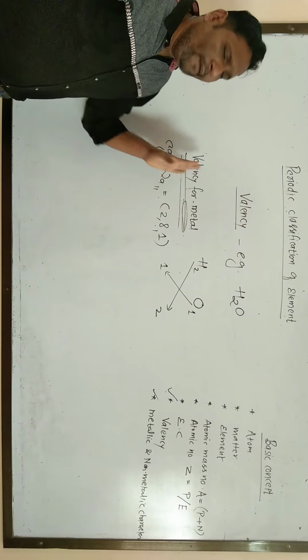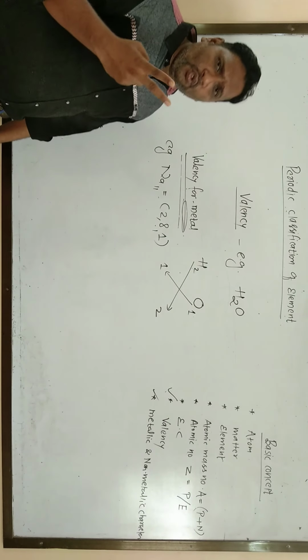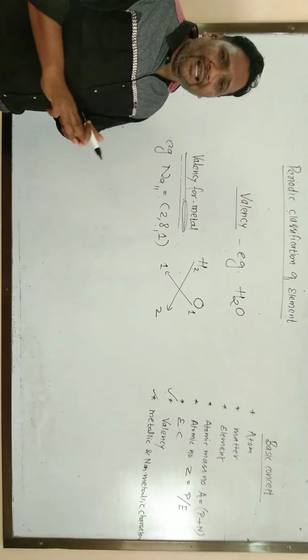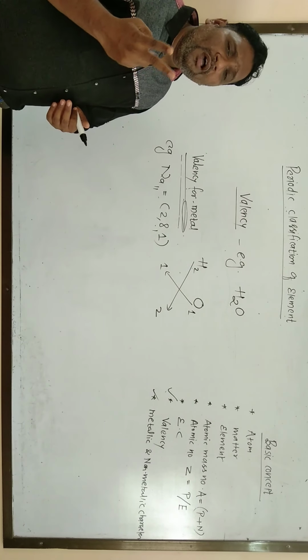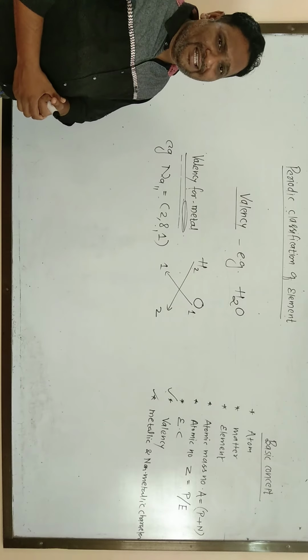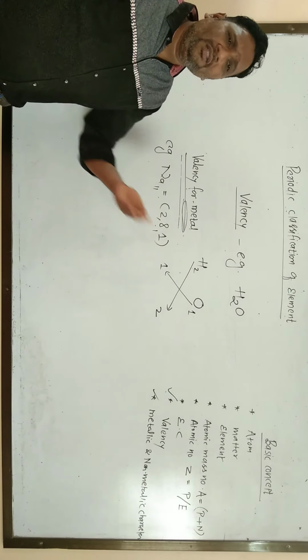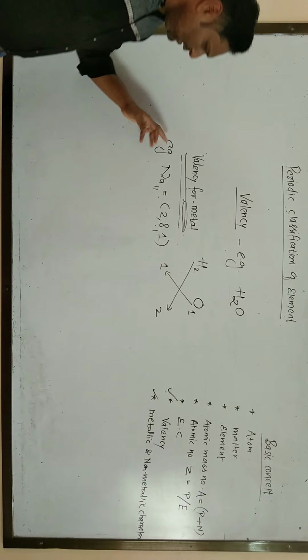Generally, metals have 1, 2 or 3 electrons in their last orbit. So the valency for metal is generally 1, 2 or 3. Take a look, have an example.